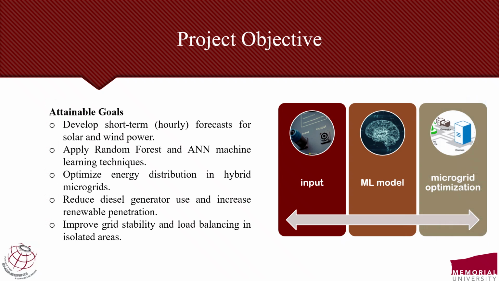So my project aims to develop short-term hourly forecasts for both solar and wind energy. I am using machine learning techniques, especially random forest and ANN, to optimize energy distribution within hybrid microgrids. My goal is to reduce diesel generator usage, improve grid stability, and increase renewable energy penetration in isolated areas.